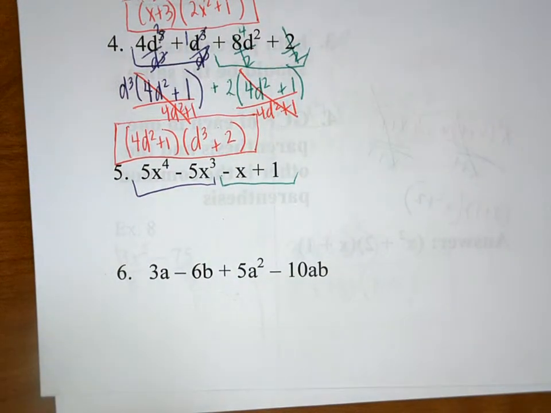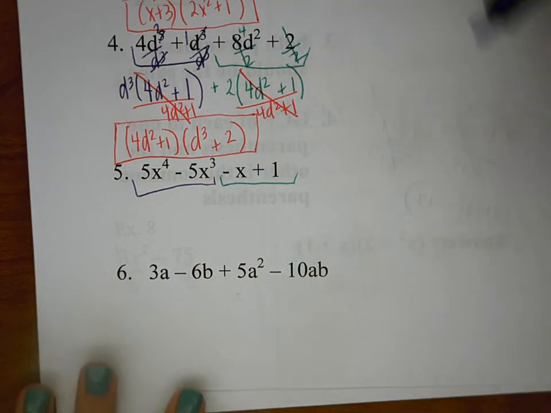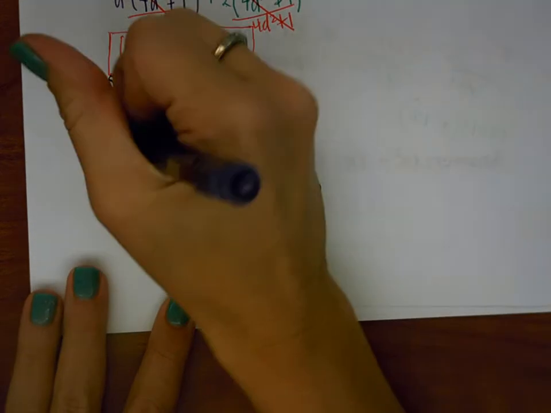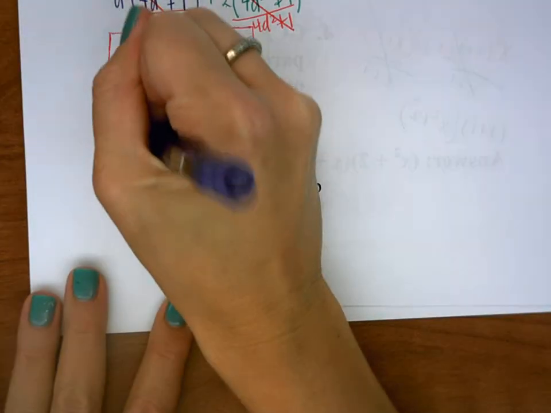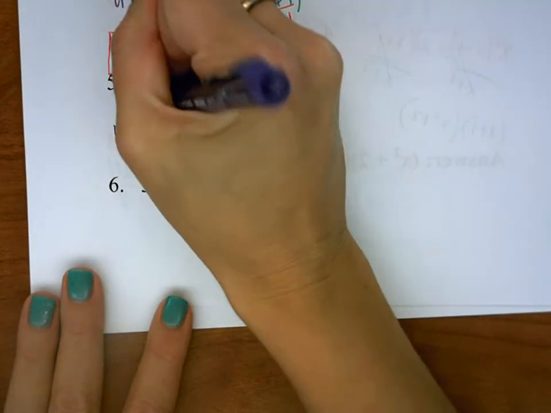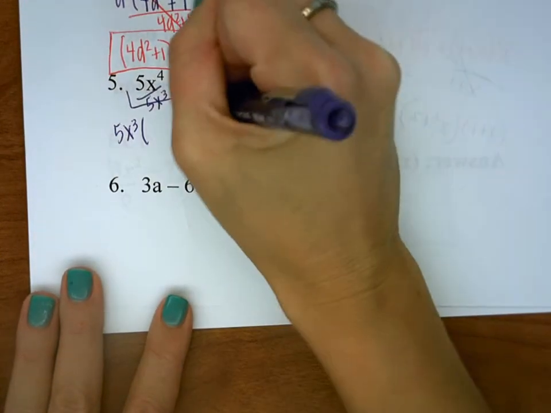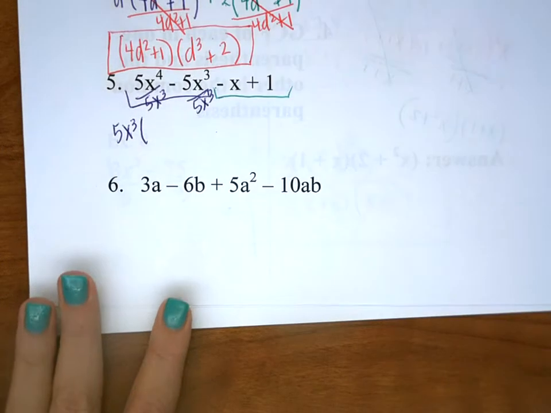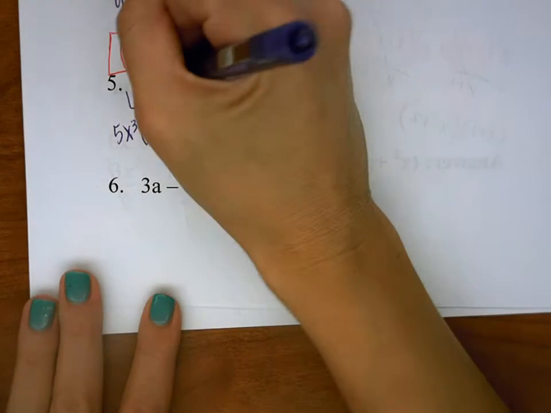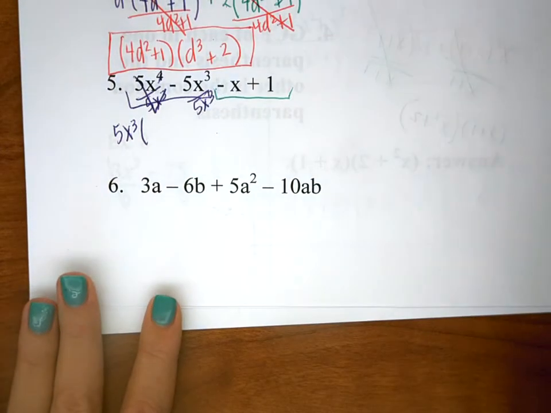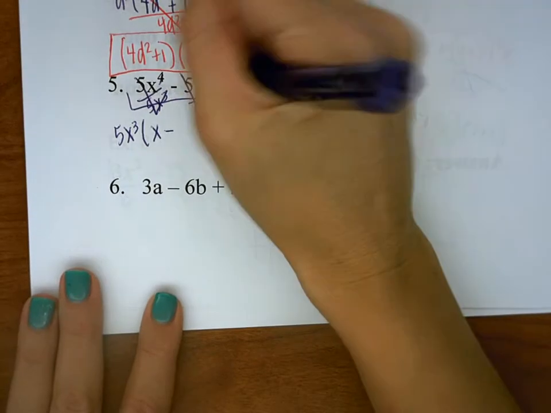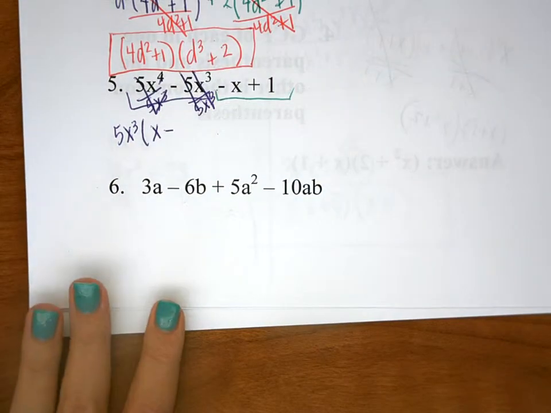On my first group, what could I factor out? What's the GCF? 5. Very good. 5x cubed is correct. So we take out 5x cubed, make our parentheses. We go through, I'm dividing each of these by 5x cubed. Here the 5's cancel. X cubed and x to the 4th end up becoming just x. Minus. Here the 5's cancel. The x cubes cancel. So that means I have what? 1.